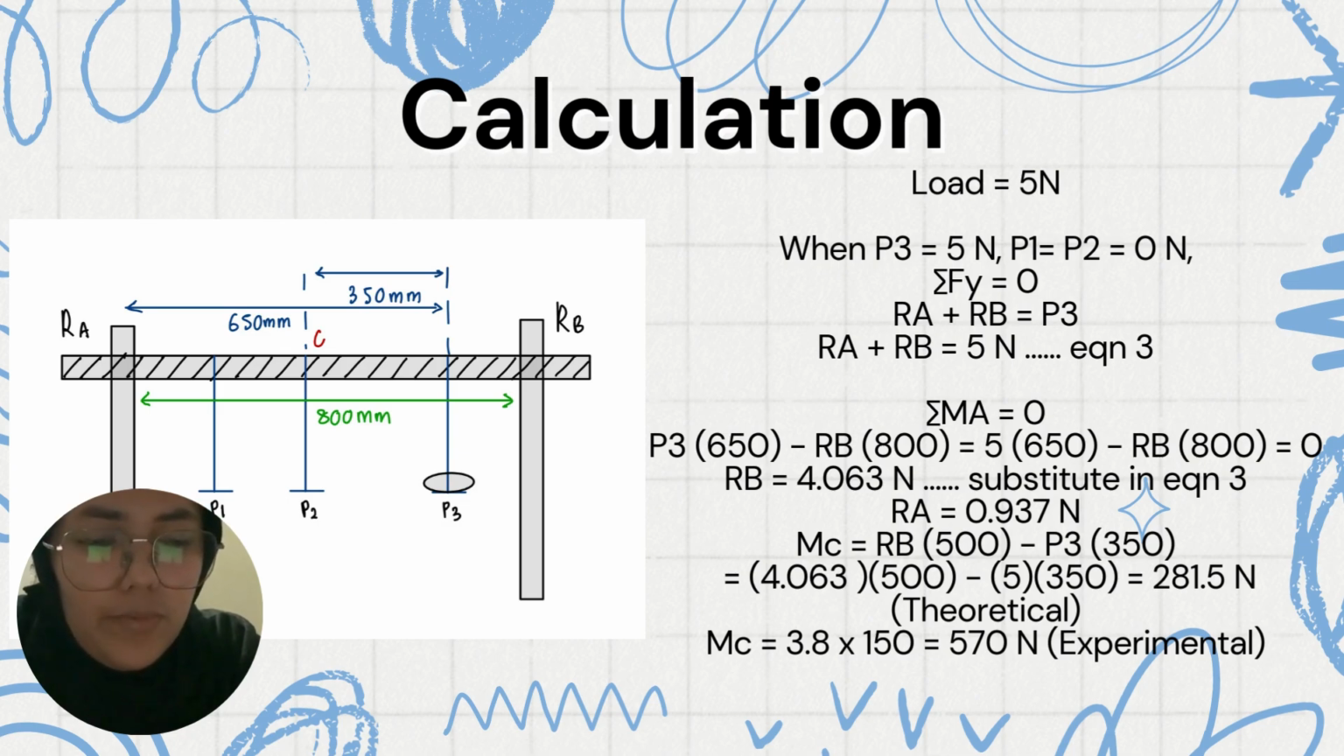And then we can find the moment at constant from pin B and P3. So from pin B, it's 500 millimeters from P2, and P3 is 350 millimeters. You can find the distance from pin B by subtracting the distance from P2 and pin A. And we get 281.5 Newton for the theoretical, and 3.8 is the net force that we got from the experimental. Hence we get 570 Newton force.